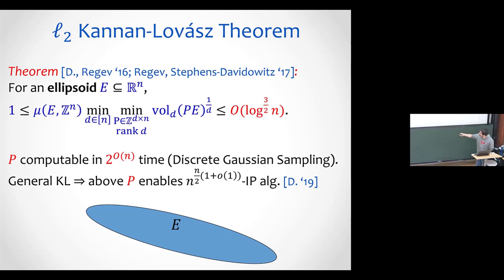In fact, you can even extract useful things from this for the context of IP, in the sense that we know this theorem is true for ellipsoids, which also means it's true for general lattices with the Euclidean norm. The algorithms that we have that enable this theorem would also improve the complexity of IP if you knew the Kannan-Lovasz conjecture was true, but we don't. All right, so that's all I wanted to say, so I'll stop.